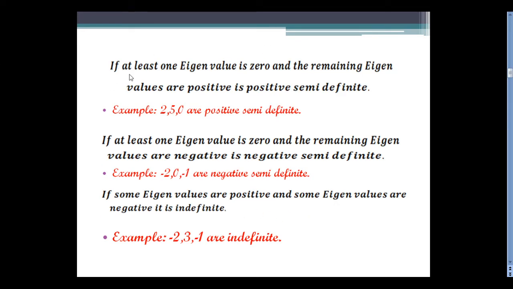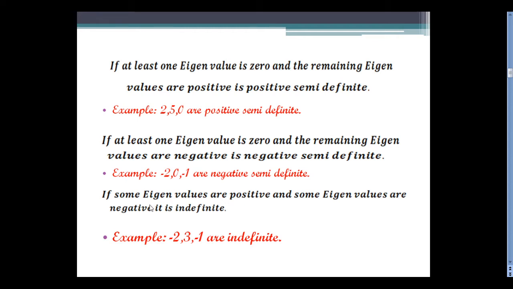The third condition is, if at least one eigenvalue is 0 and the remaining eigenvalues are positive, we call it positive semi-definite. For example, 2, 5, 0: two positive values and one 0, which is positive semi-definite. The fourth condition is, if at least one eigenvalue is 0 and the remaining eigenvalues are negative, we call it negative semi-definite. That is minus 2, minus 1, two negative values, one value is 0, which is negative semi-definite.